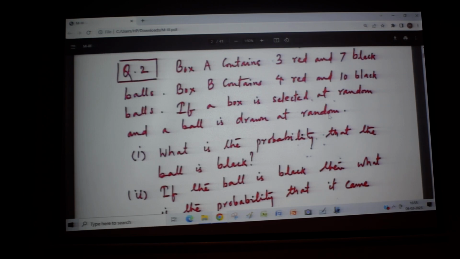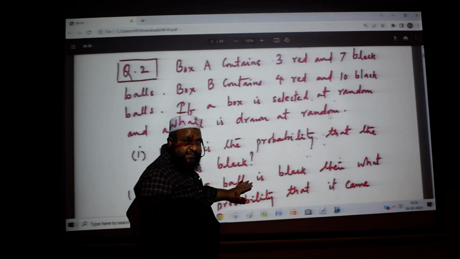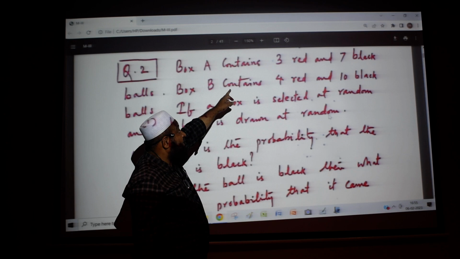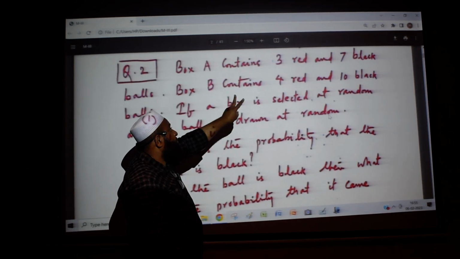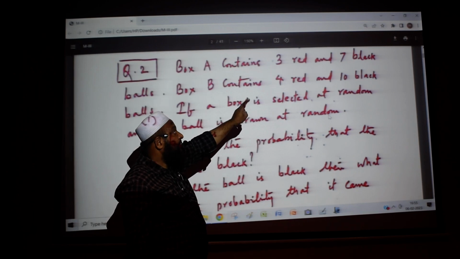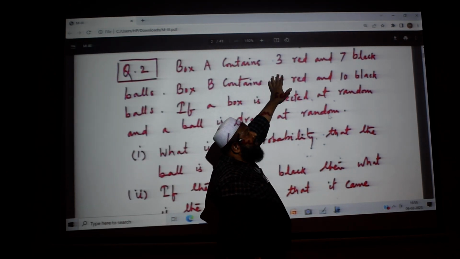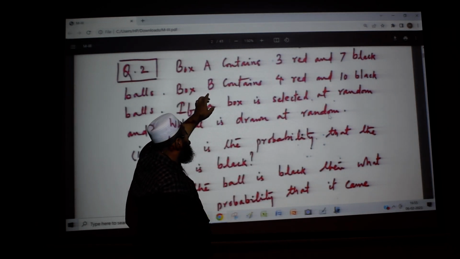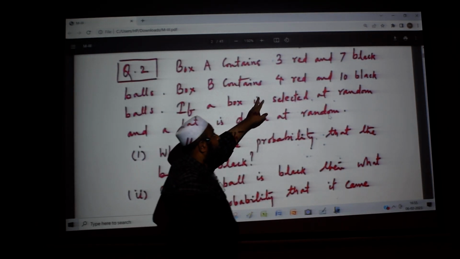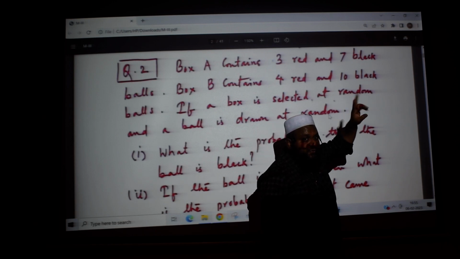Now we will go for a problem on Bayes' theorem. Box A contains 3 red and 7 black balls. Two colors are available, red and black. Similarly, box B has 4 red and 10 black balls, meaning 2 colors are available.